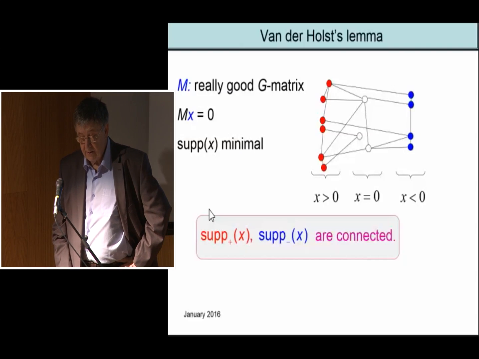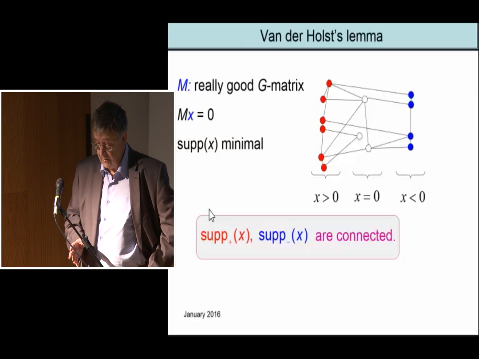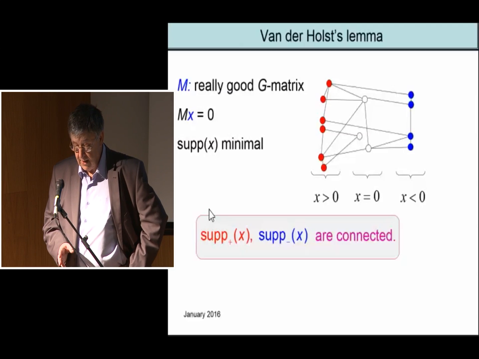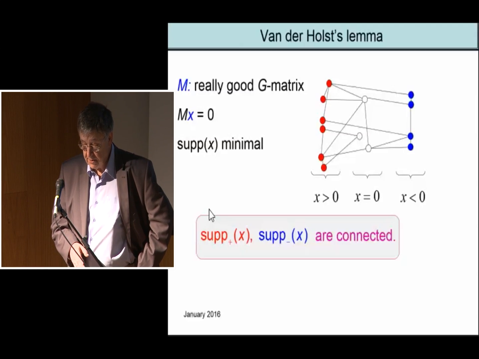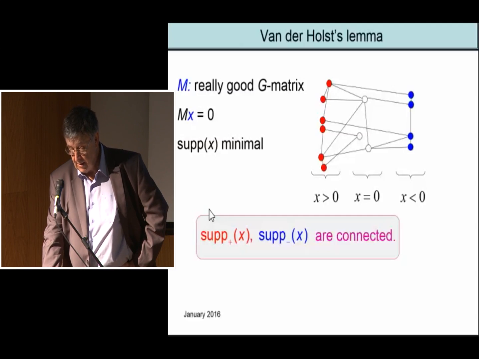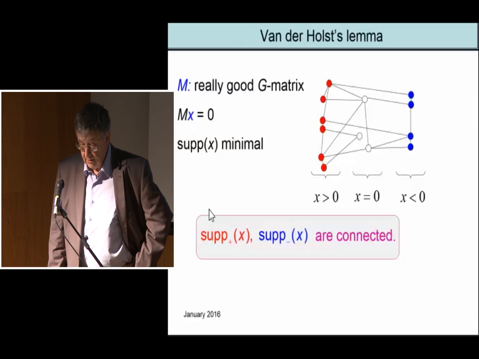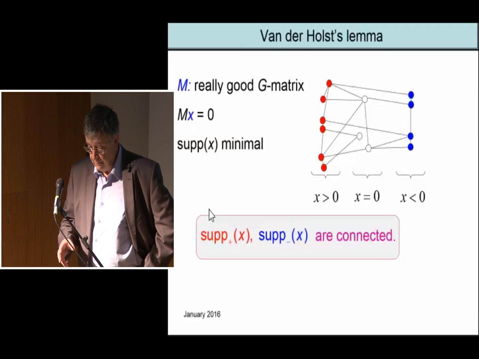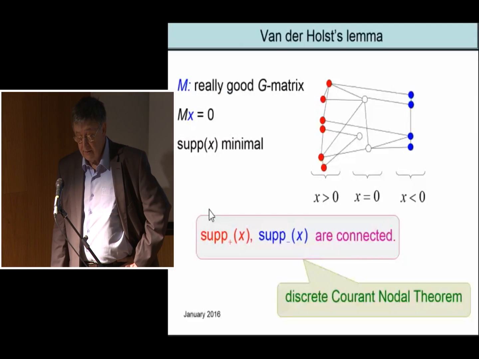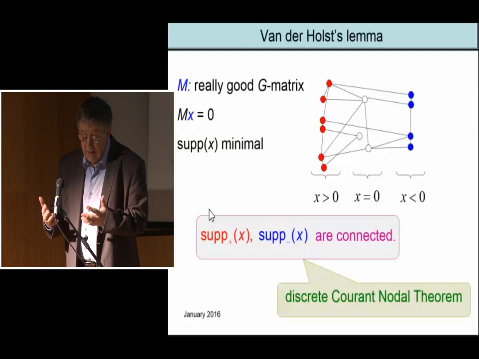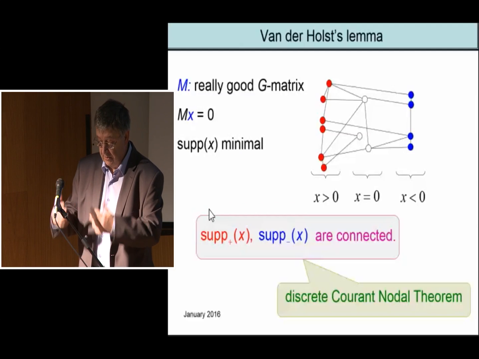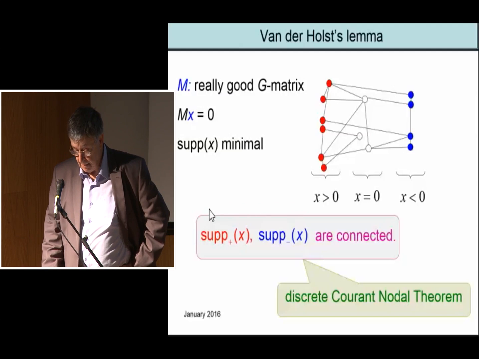And then we split the graph into 3 parts, those where the value of this eigenvector at the corresponding node is positive, 0, or negative. And now it turns out, that's what the lemma says, that the positive support and the negative support induce connected graphs. So the graphs on those sets of nodes are connected.